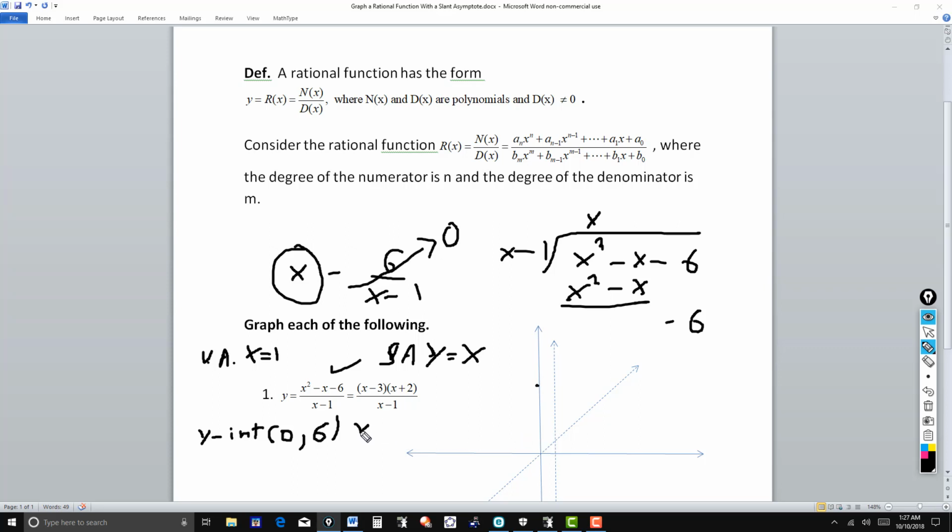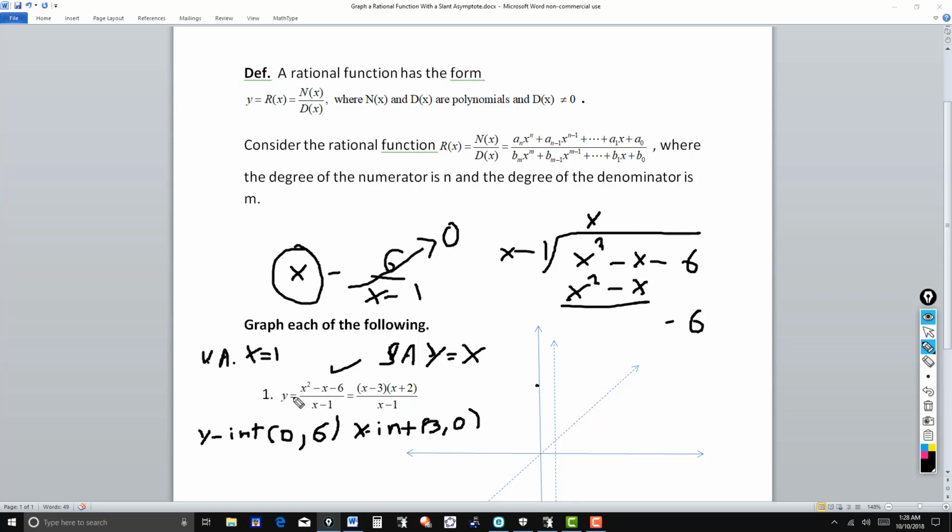Okay. Now for the x-intercepts, we need to find basically the zeros of the numerator. Okay, what value of x makes the numerator 0? You can see it's 3. If I put a 3 there for x, you get 0 over -2. That's going to be 0. Okay, so (3, 0).